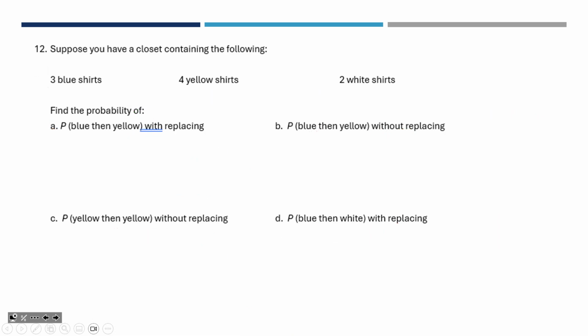Okay, so let's think, again, more about replacement versus not replacement. You have a closet with the following shirts: 3 blue, 4 yellow, 2 white. So I have a total of 7, 8, 9 shirts. So 9 total shirts. Okay, what's the probability of getting a blue shirt, then a yellow shirt with replacement?